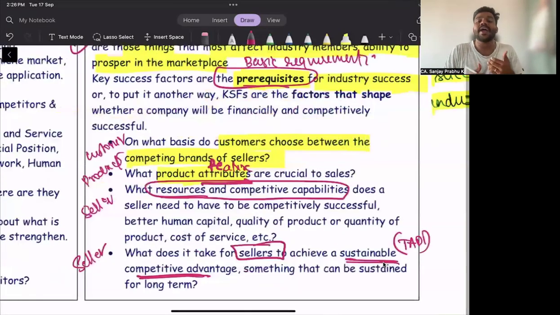Then how to identify KSF? One thing from customer, one thing from product, one thing from seller. Customer: on what basis does a customer choose a product? Product: what are the features of the product which are crucial to the sale? Then seller: what does a seller need to have? What resources and capabilities does a seller need to have for competitive success? Then what are the things a seller needs to have for sustainable competitive advantage?